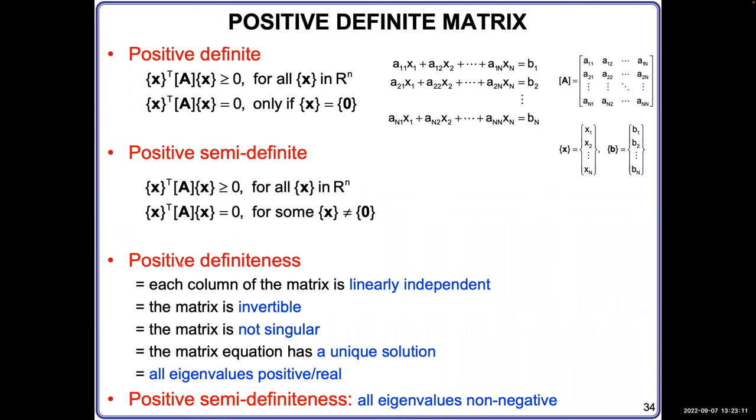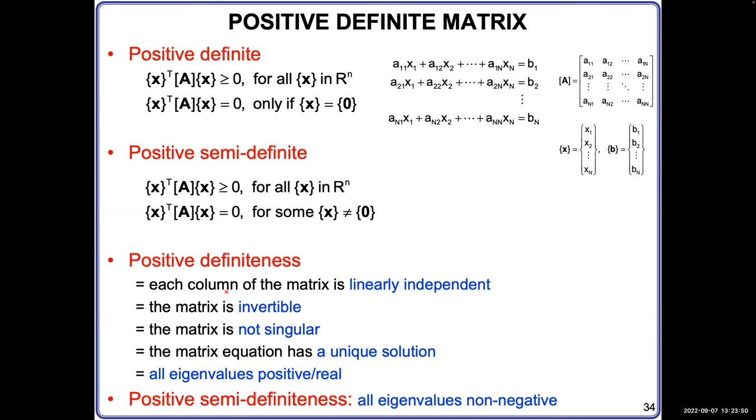And the positive definite matrix has some very useful, very important properties. Let's go through those properties one by one. Firstly, if a matrix is positive definite, then each column of the matrix is linearly independent. The columns are independent from each other. This goes back to the concepts we discussed previously. If we have many equations that cannot cancel each other by multiplying with some constant, then those equations are independent from each other.